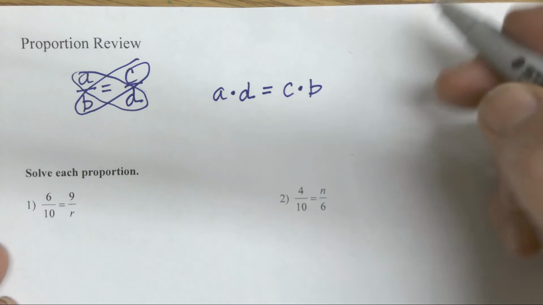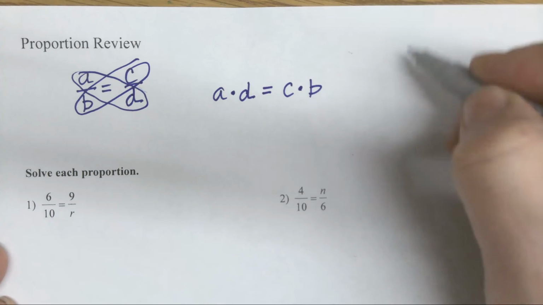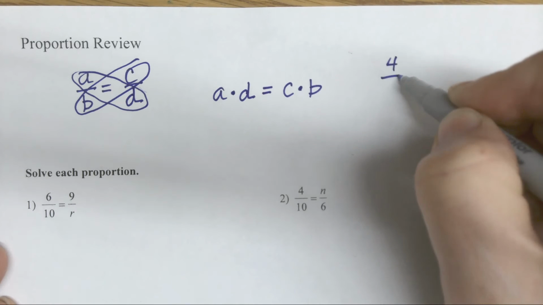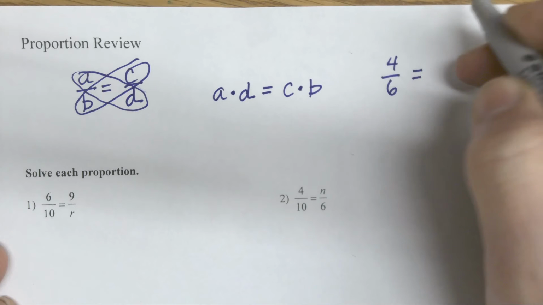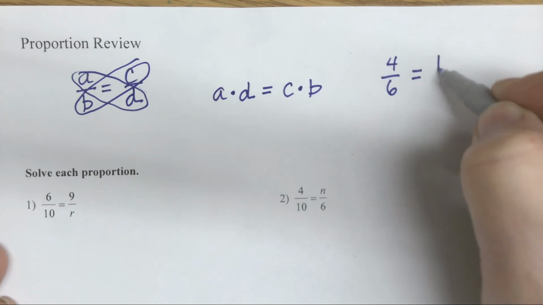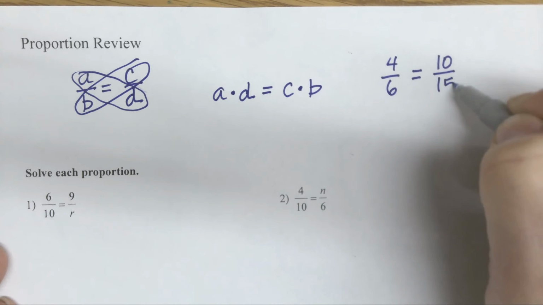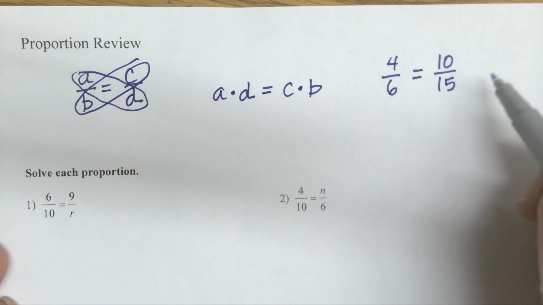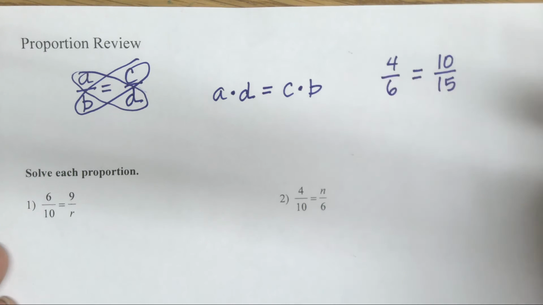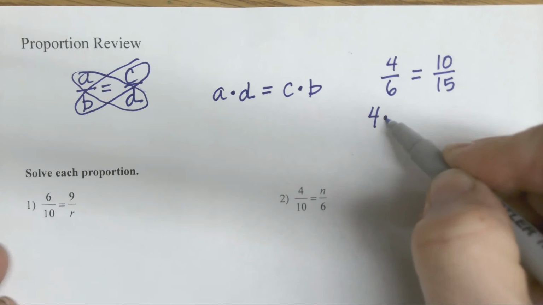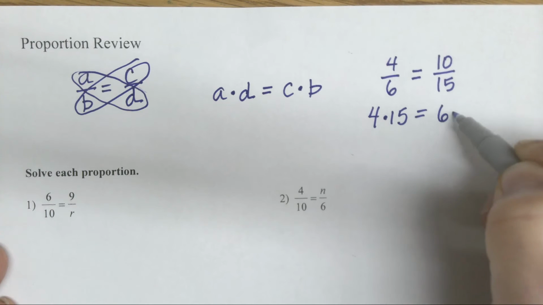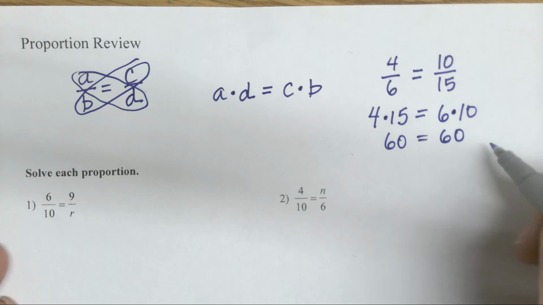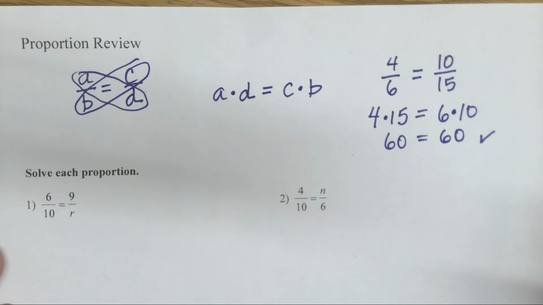An example of a true proportion, and I'll do one that's fairly obvious: 4 over 6 is equivalent to, let's go 10 over 15. If it's in fact a true proportion, then I should be able to multiply diagonally and get the same answer. So that means that 4 times 15 is the same as 6 times 10, and 60 equals 60 is a true statement. So yes, this is a proportion.